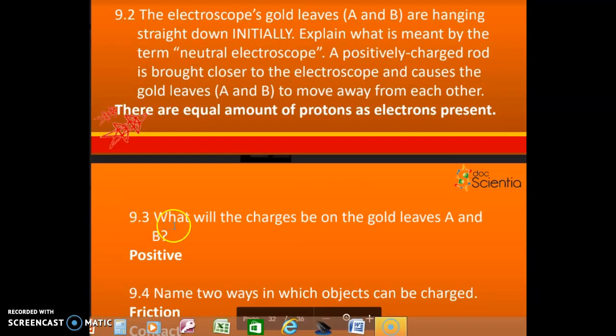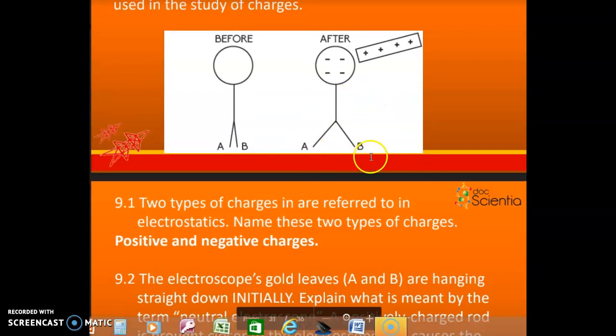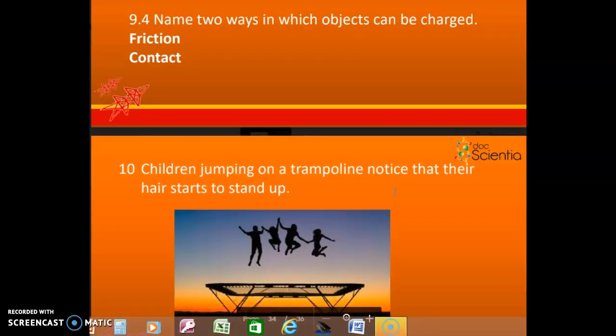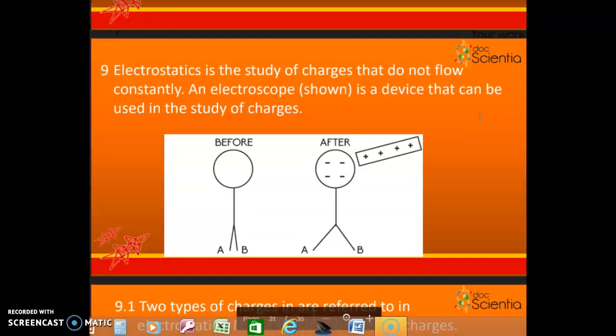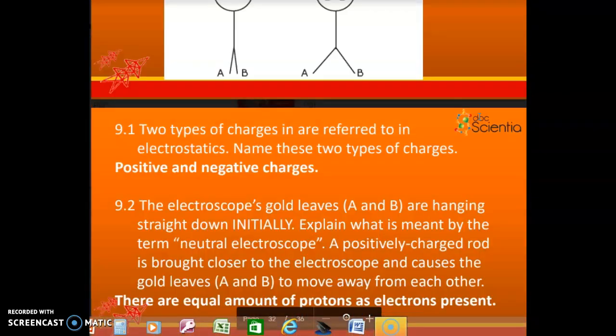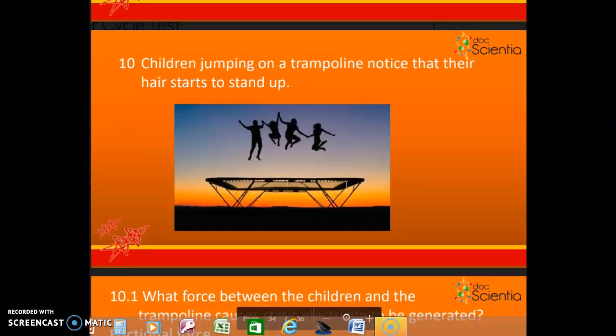Number 9.3. What will the charges be in the gold leaves A and B? Positive. If they both move away from each other, it is because they will both be the same. Number 9.4. Name two ways in which objects can be charged. With friction and contact.